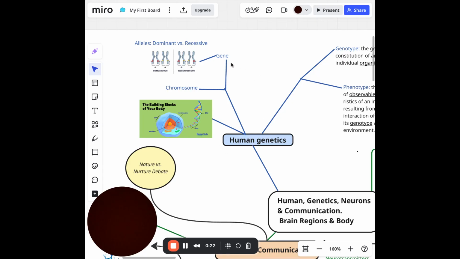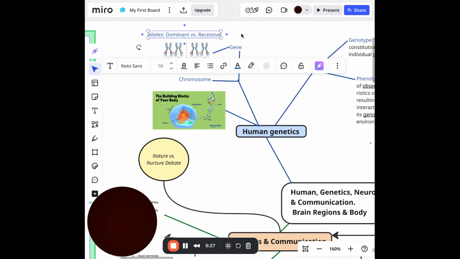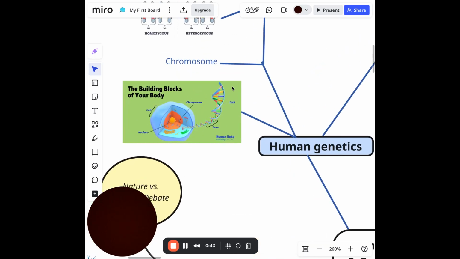So a gene is a small part of DNA that carries instructions for traits, and alleles are the different versions of that gene. A dominant allele shows its effects with just one copy, while a recessive one needs 2 copies to be expressed, and that's demonstrated here. These genes are packaged into chromosomes, so all genetic material is encoded in the DNA, and I've included a diagram there of how those chromosomes are packed into the DNA strands.